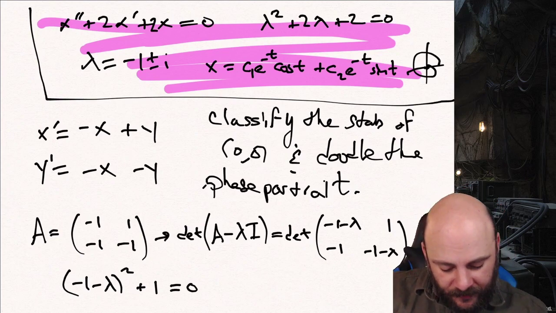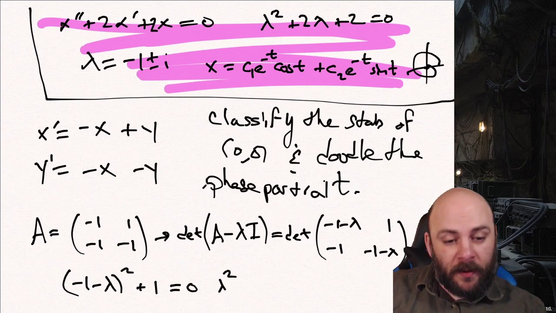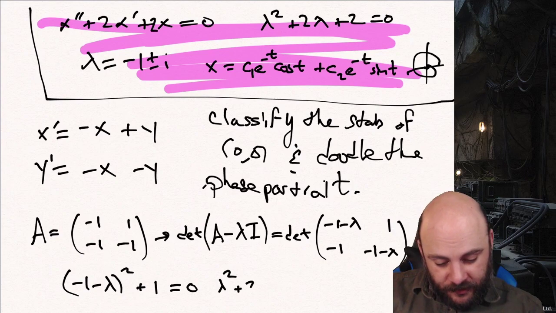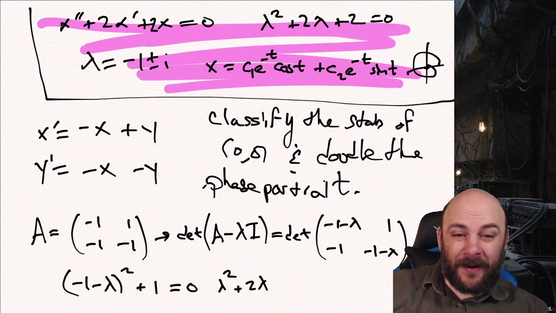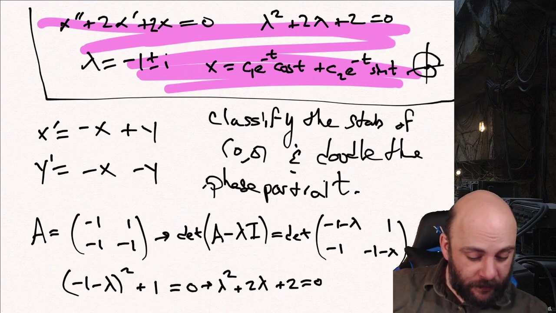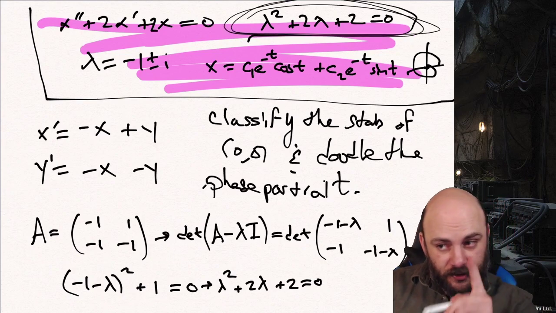All right, so I've got lambda squared. Now, negative lambda times -1 is a lambda, and we're going to have 2 of those, plus 2 lambda. -1 squared is 1, plus 1 is 2, equals 0. Does this look familiar? Because it's the same equation, like it should be.